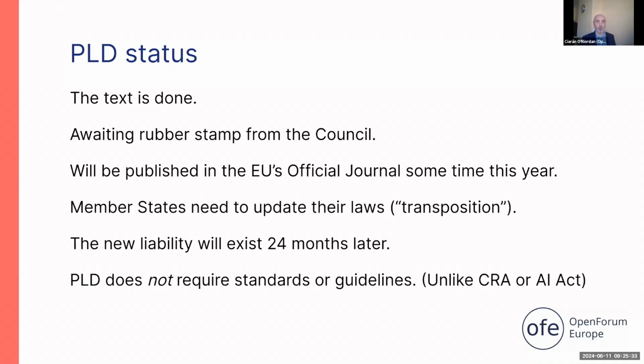One difference with the CRA and the AI Act is that the Product Liability Directive does not require the development of standards. The Cyber Resilience Act requires 44 standards to be drafted, and this is going to continue for 3 years, and it will be a huge effort. There will also be guidelines published by the European Commission to explain some parts of the Cyber Resilience Act. However, for the Product Liability Directive, that's not the case.